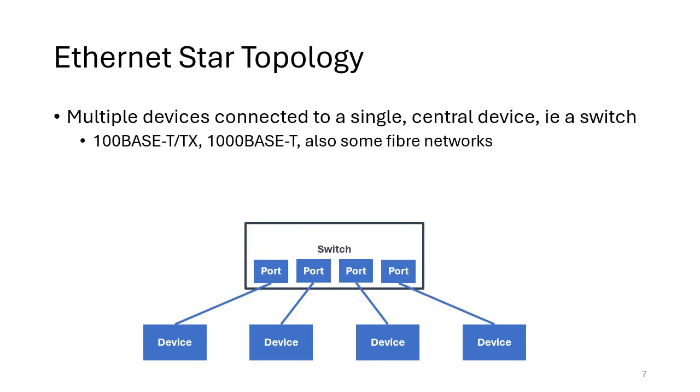So a star topology is much more representative of what you would see today. Now we have multiple devices connected to a single central device, which today is a switch. There was an older device called a hub, but we don't see those anymore. With a hub, it was very similar to the previous technology, where you effectively had the backbone inside a single box and every device was connected to every other device.